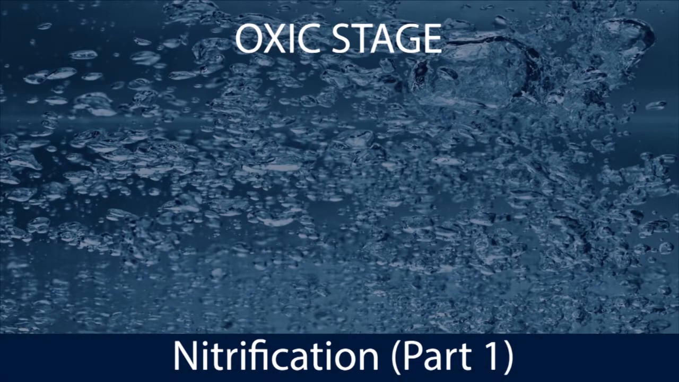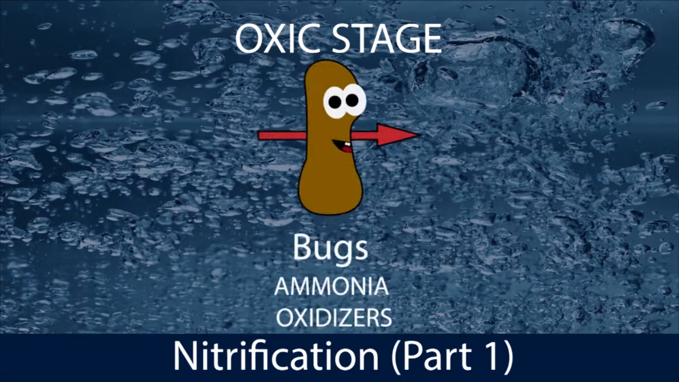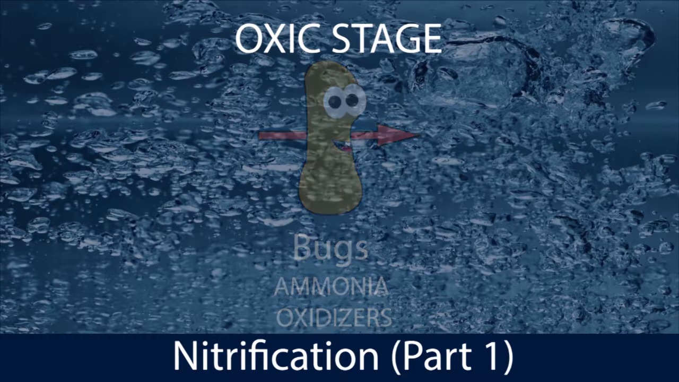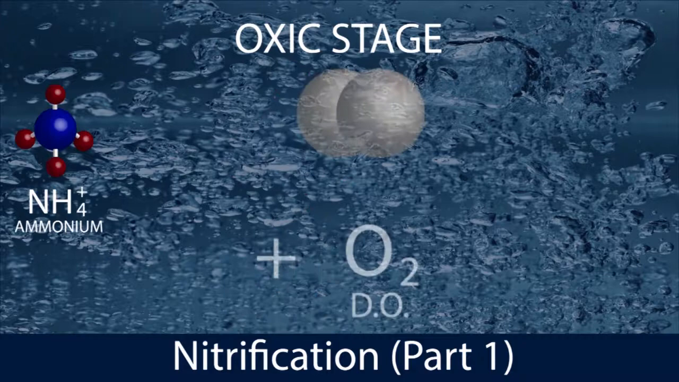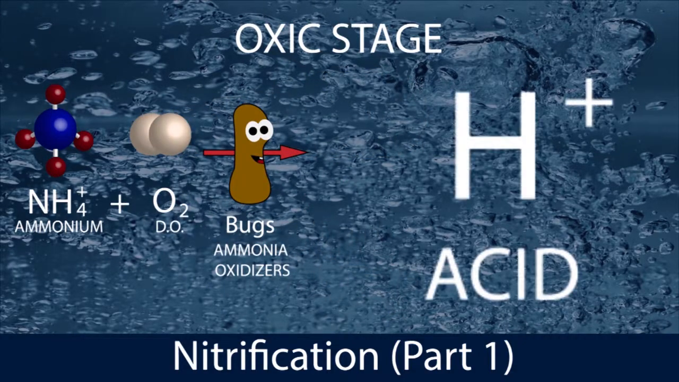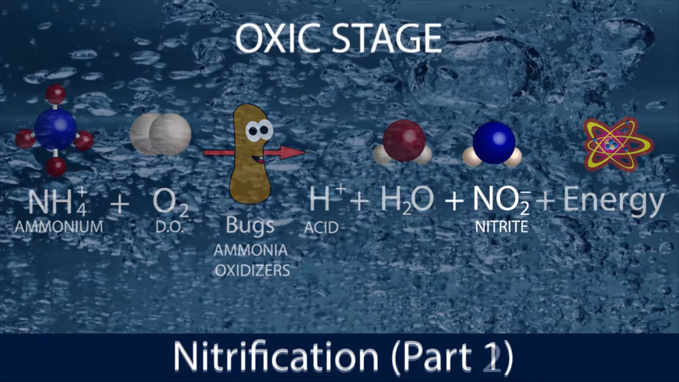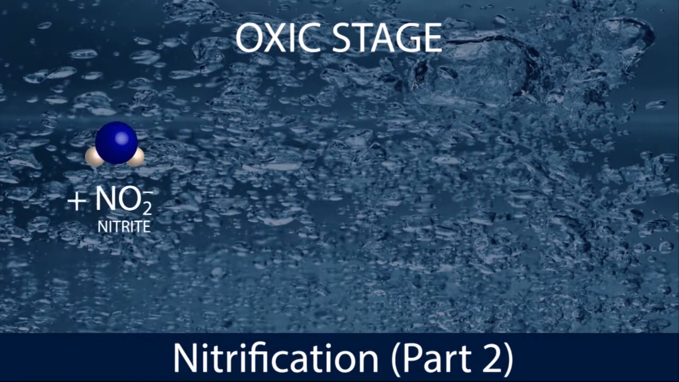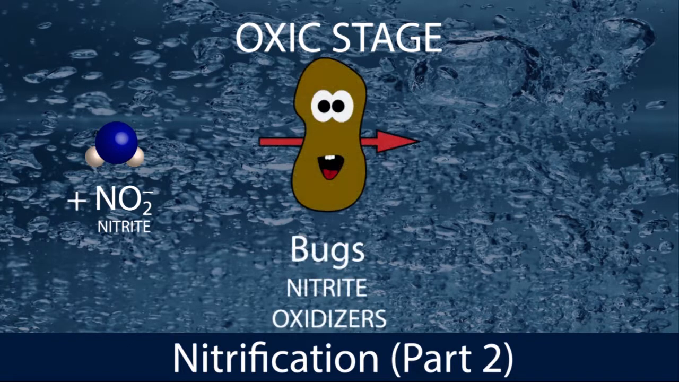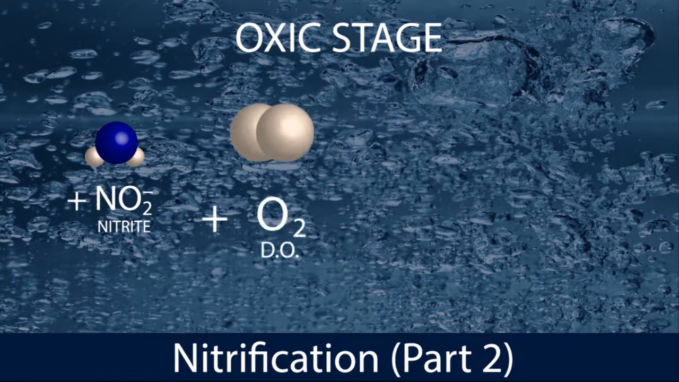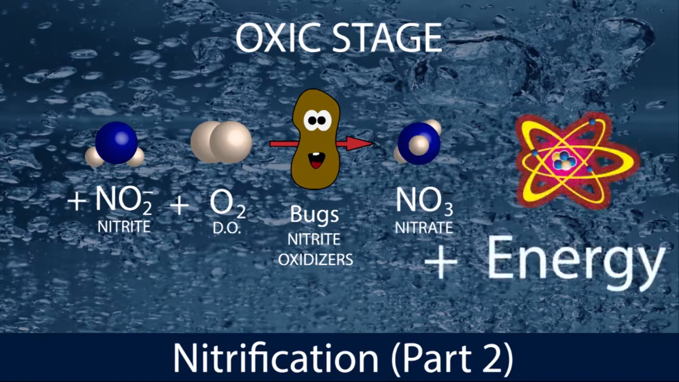Once a healthy population of nitrifiers has developed, the first stage, performed largely by a group of bugs known as ammonia oxidizers, will take the ammonium and DO and convert it into acid, water, nitrite, and energy. The water produced is absorbed into the system, the nitrite moves on to the next step, and the energy is used by the bacteria to grow and multiply. In the second step, a group of bugs known as nitrite oxidizers takes that nitrite and more DO and converts it into nitrate and energy.